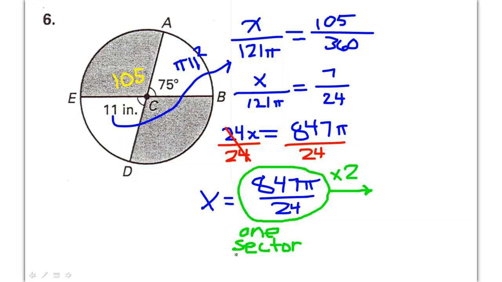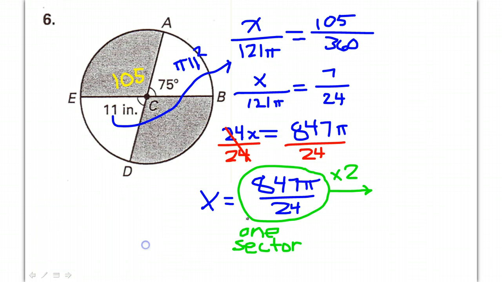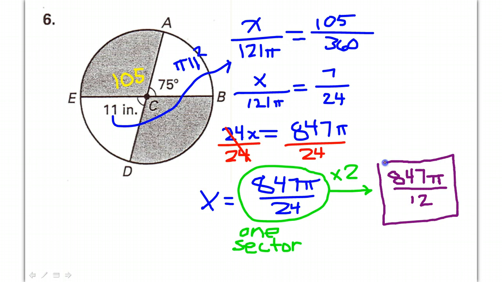Yes. What's happening is you're doubling the numerator, but then it's reducing with the 24. Your calculator is just doing all that ahead of time. But what you just said is correct. You should wind up with 847 pi over 12. Precisely. Okay? So this is the final answer once we've doubled it.